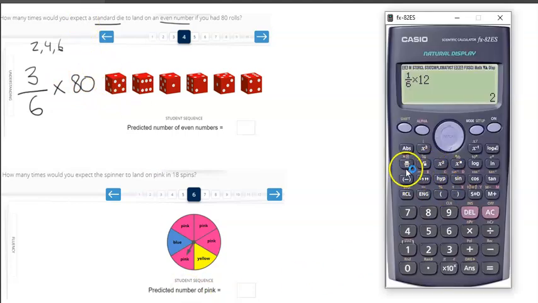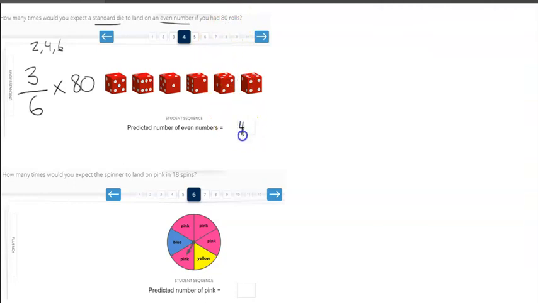Now I know a lot of you will know that this is 40, but just to double check, 3/6, make sure you go across, times 80 will give me 40. So I'm expecting out of 80 rolls, 40 of them or half of them will be an even number, regardless of whether they're 2, 4, or 6.